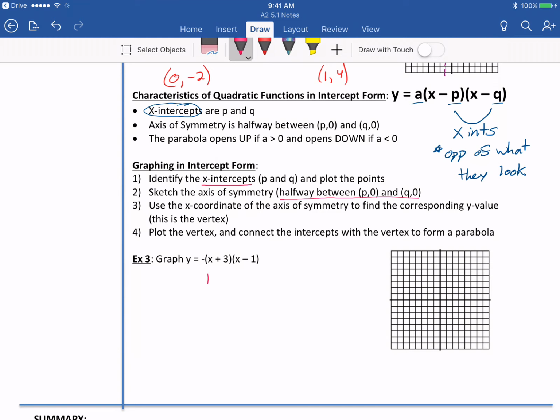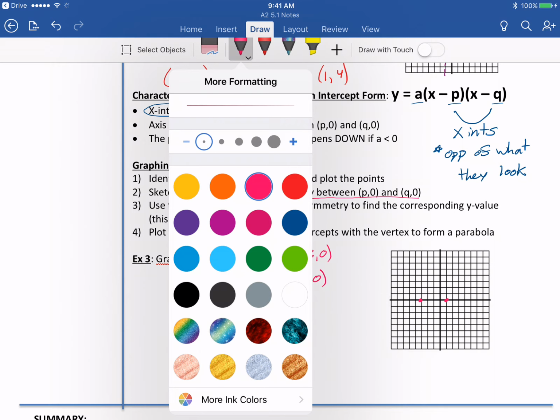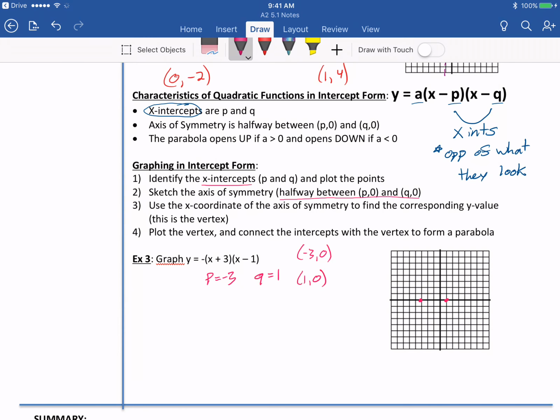I can see here that my p is going to be -3 for this one, and my q is going to be 1. So my x-intercepts here are going to be (-3, 0) and (1, 0). So I graph these, I get (-3, 0) and (1, 0) right there. Those are two points on that graph. Those are where they actually intersect the x-axis, and we're going to talk about how those work in the next lesson. But for now, you just have to know that they are the x-intercepts. Now we have to find the point that's directly in between them. I see that -1 is directly in between -3 and 1.